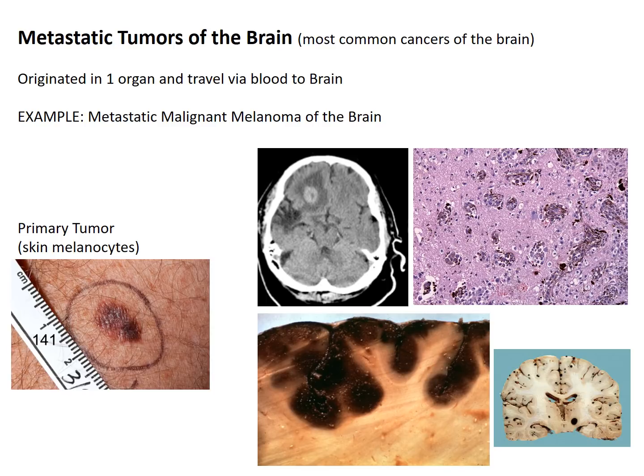tremendous metastasis of multiple invasive malignant melanoma cells all around in the gray matter and in the white matter of those postmortem sections. So a takeaway point here would be most common cancers of the brain, particularly in adults, are metastatic. They've come from another organ. Here we're showing you an example of a melanoma, but again, breast cancer, colon cancer, lung cancer can all metastasize to the brain. And metastatic tumors will also elevate intracranial pressure.